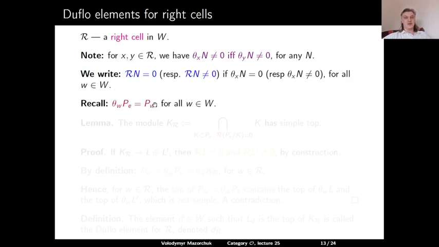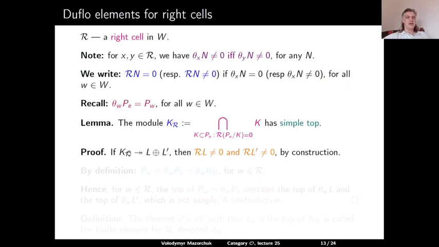Recall also that P_w is the image of P_e under the projective functor theta_w. The crucial lemma for the definition of Duflo elements is the following. If we take the intersection of all submodules in P_e such that the quotient of P_e modulo this submodule is killed by R, and we denote it K_R, so this is a submodule of P_e, then the claim is that it has simple top.